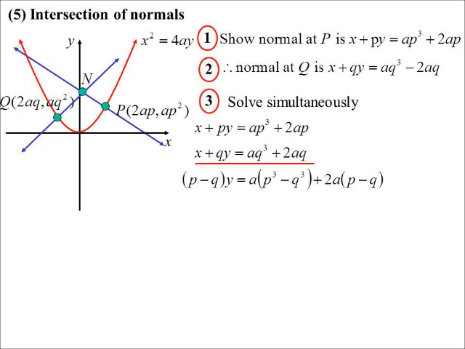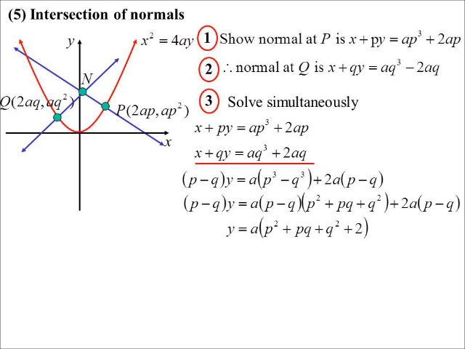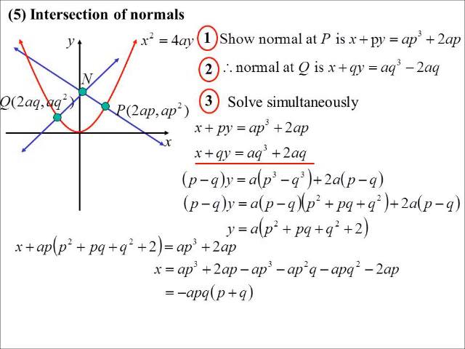Solve them simultaneously. And again, the p minus q is going to cancel, because p cubed minus q cubed I could rewrite as p minus q, p squared plus pq plus q squared. So p minus q cancels, and we get this interesting expression for the y value. The temptation is to factorise it, but it's not going to. So a outside of p squared plus pq plus q squared plus 2. And when we sub that back in to work out the x value, it ends up being minus apq, p plus q.